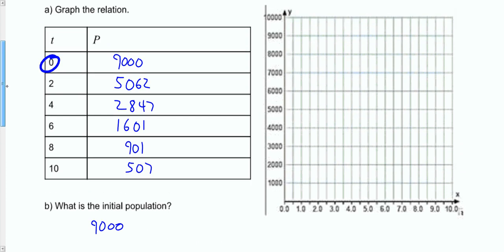Now I actually need to graph this. After 0 days, and here I have days on the bottom and number of flies at the side. I start off with 9,000 flies on the first day. On the second day, I have approximately 5,000 flies, a little bit more than 5,000. On the fourth day, I have about 2,850.